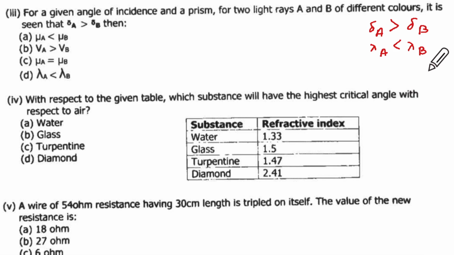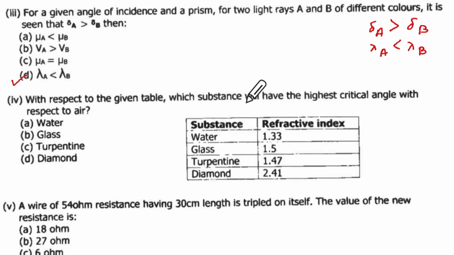Yes, ma'am. Understanding. So this is correct. Now for the given angle of incidence, for different colors, it is seen that delta A is greater than... so delta and mu, they are directly proportional, correct? Yes, ma'am. Okay, so you understood, this is the correct option.